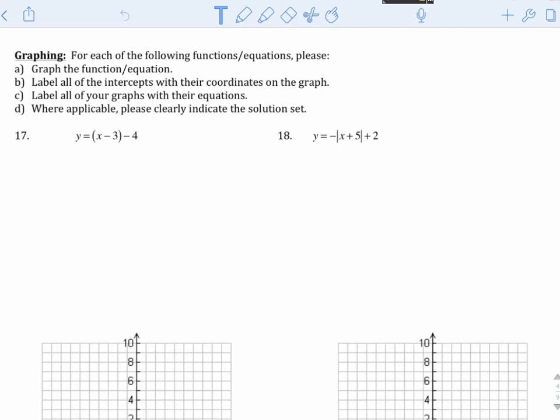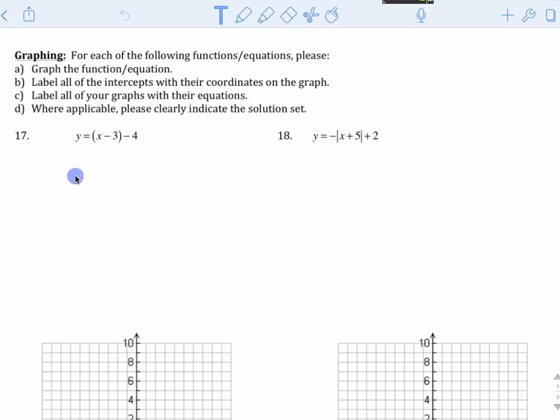In this next section, we're talking all about graphing problems. And so for each of these functions slash equations, however you want to consider them, we're going to have to go ahead and graph all the ordered pairs to the function or equation. We're going to label all of our intercepts with the coordinates. Of course, always a good idea to label our graph with the equation. And if it's something that involves a solution set, maybe there's shading, let's go ahead and clearly label that.